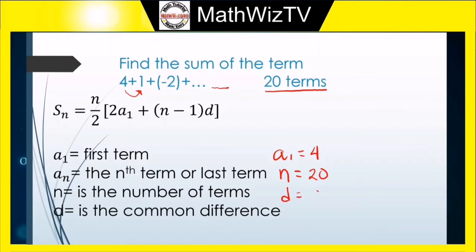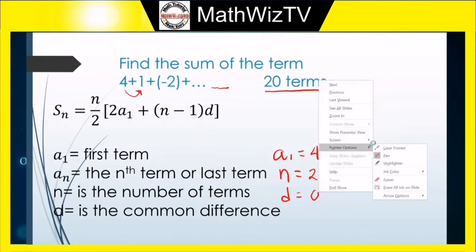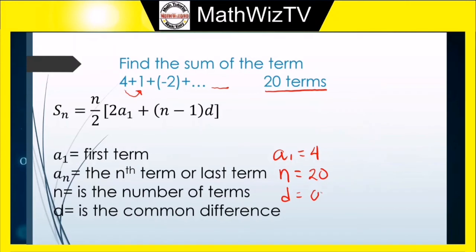So again, the second term first. We write first the second term. Don't forget that. The second term, which is a sub 2, minus the first term, which is a sub 1. So 4 minus 1 is equal to negative 3. Since we have all the important variables, let us now substitute them into our formula.